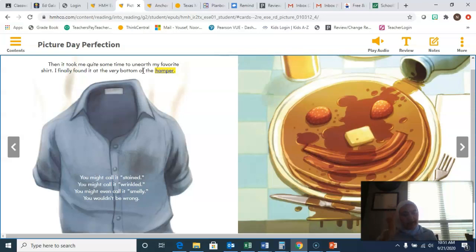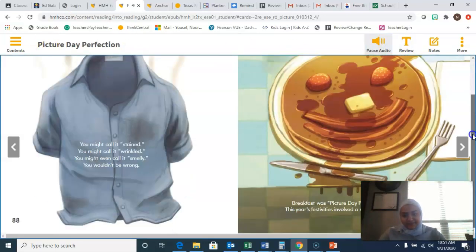I can create the image in my head of him in the morning looking in the hamper and tossing out all the clothes that were on the top to get to the bottom of the hamper to find the shirt. I can see all the dirty clothes piling up on the floor around him. I can see the disaster he's created in his bedroom. I can see the boy with his head halfway inside of the hamper, tossing out more clothes as he's looking for this shirt that he wants to wear. So this is the mental image I can draw in my head. All right, let's keep going.